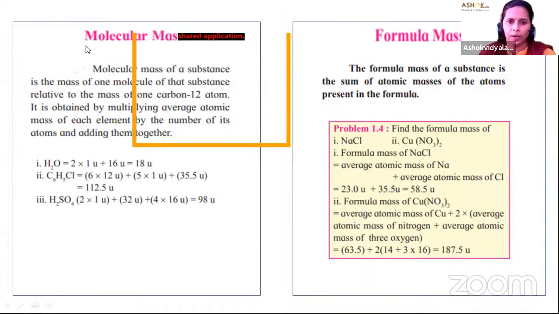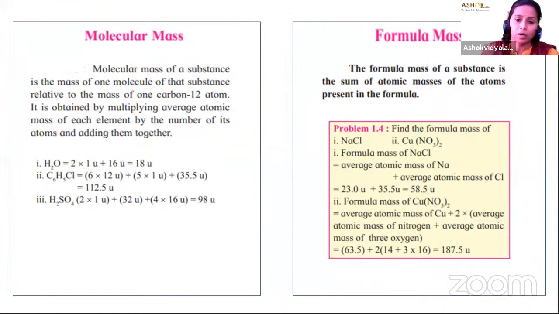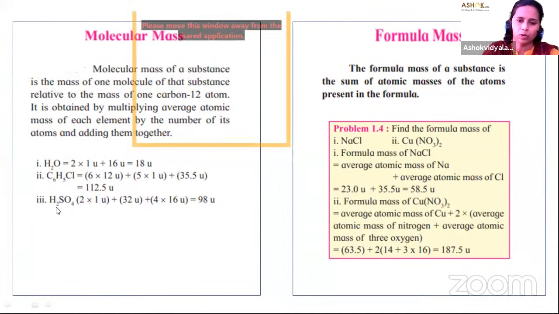Molecular mass. If you see, molecular mass comes from the word molecule. Whatever the molecule is, you add all the atomic masses of that molecule with the number of atoms. For example, if I want to calculate the molecular mass of H2SO4, the number of hydrogens is 2, that's why 2 into 1 U. Why U? Because atomic mass is expressed in the unit U, that is unified mass. Then sulfur: the atomic mass of sulfur is 32. And the number of oxygens is 4, that's why 16 into 4. So when we calculate all this, we get 98.